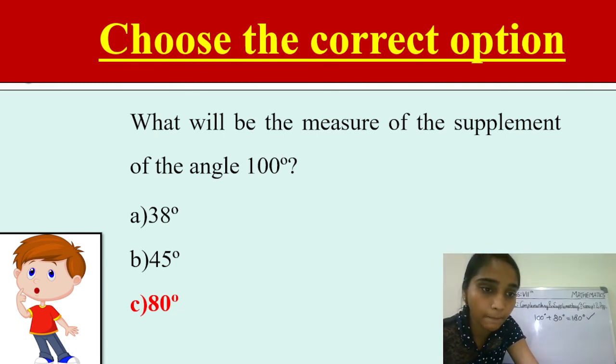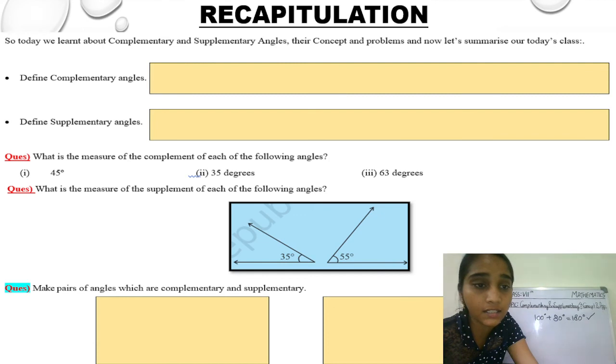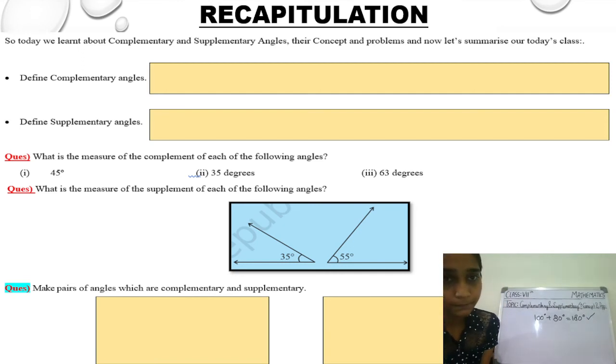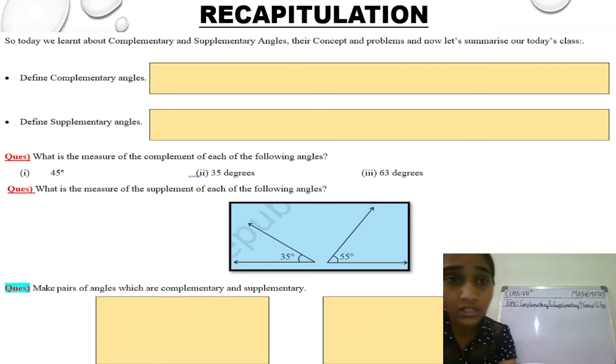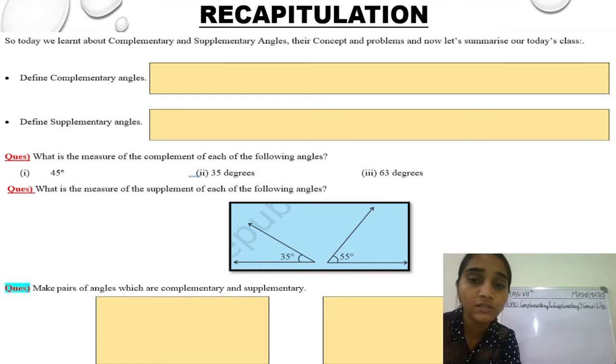Very good students. So now let's proceed ahead. Students, today we have discussed complementary and supplementary angles, their concept and a few problems related to it. Let's summarize. So students, what are complementary angles? When the sum of the two angle measures is equal to 90 degrees, they are said to be complementary angles. And students, what are supplementary angles? When the sum of the two angle measures equals 180 degrees, they are said to be supplementary angles.